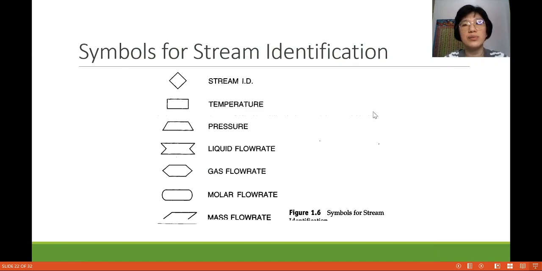It's just to remind you of the symbols that we should use for stream identification. Of course, Aspen Plus will have the same thing, but maybe the shape is a little bit different for different parameters. For example, over here we have the stream number. Normally they will put it in a diamond, and for temperature they will put it in a rectangle, and pressure is put in a trapezium.